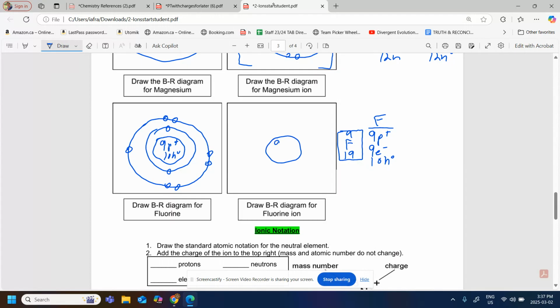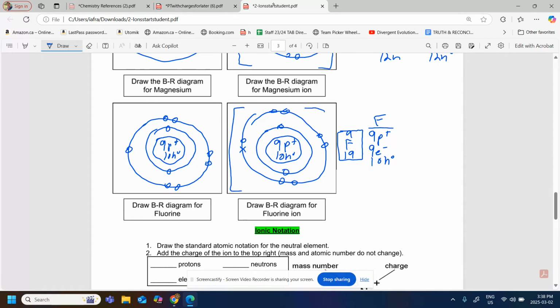We're going to keep the same number of protons. We're going to keep the same number of neutrons. We're going to keep our shells because we're not losing anything. We're in fact gaining. Now you could draw your gained electron as an X or just as a dot as well. I'll put an X just so you can see I added 1. And because you added 1, you become negative by 1, negative 1.